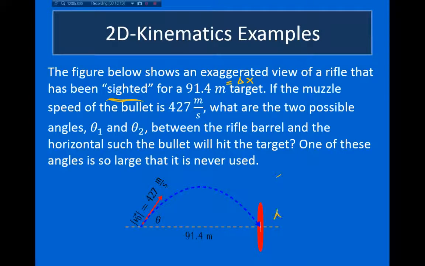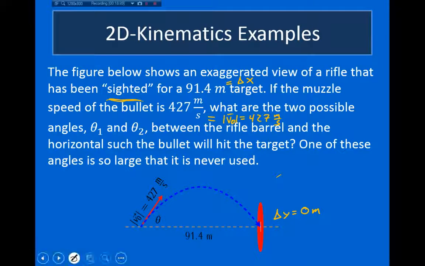So what this means is that delta y will be 0 meters. So it's going to come up and then come back down, and when it returns to its initial height, that's where it hits the target. Now we're told that the initial speed, this is the magnitude of the initial velocity, is 427 meters per second.